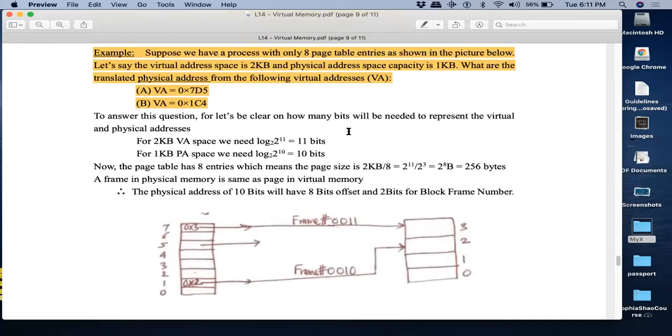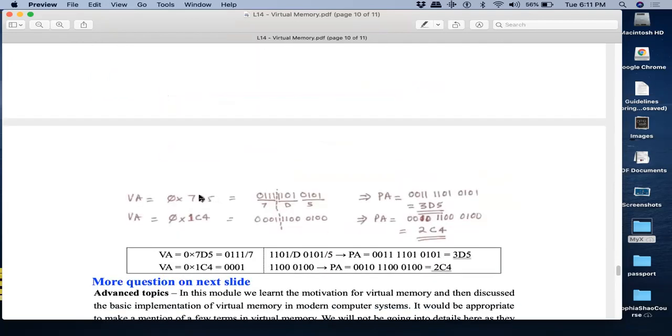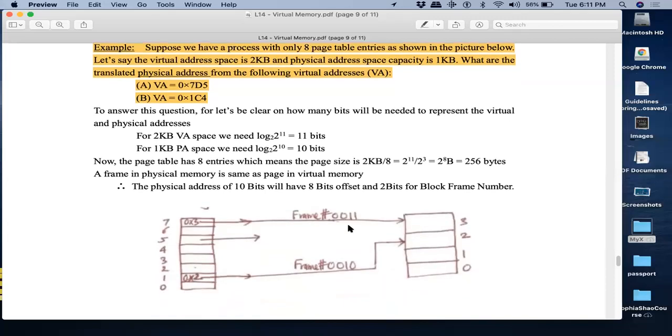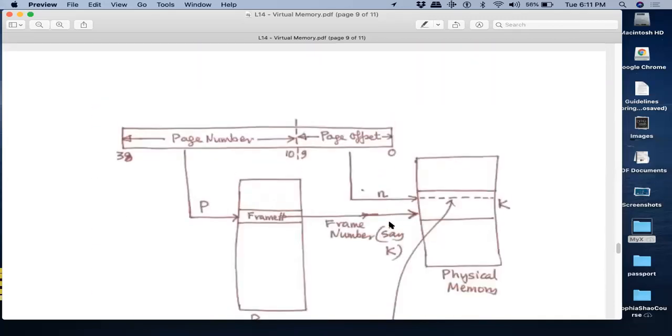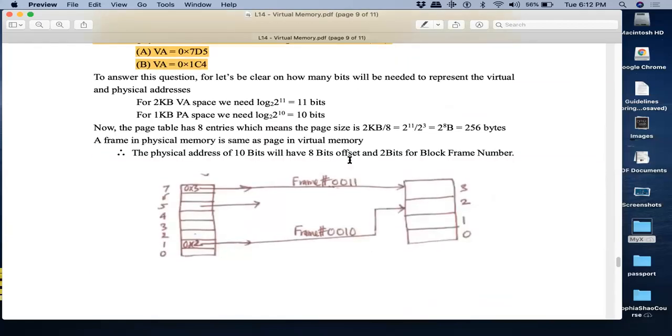And then the lower 8 bits denote 1 byte in this page, in this frame, because this frame is also a collection of bytes. So that lower 8 bits, which is D5, is basically one row in this one chunk. But then the first 3 is replaced by it. Yep. Okay. So in this case, this P is basically 7, and this K is basically 3.